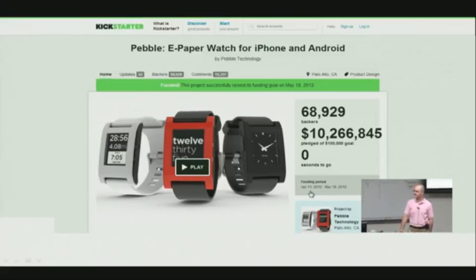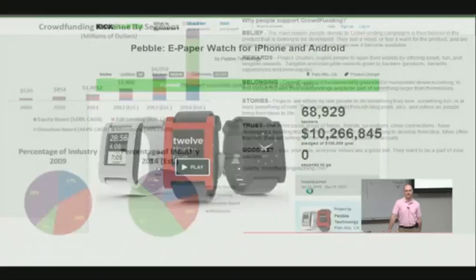How does Kickstarter make money off of this? Kickstarter makes a percent, so I think it's about 6%. So in that way, they make a percentage of sales.